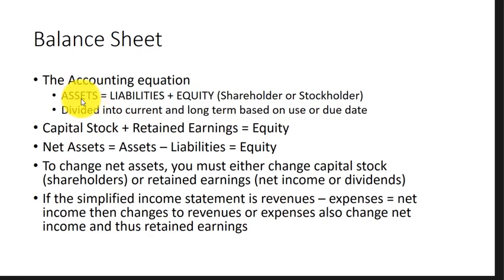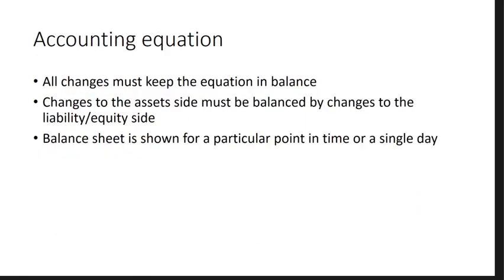If you change an asset, you either have to change another asset. One asset goes up, another asset can go down, and that would keep it in balance. But if one asset changes and goes up or down, then there must be a corresponding change on this side. You can have equity go up and liabilities go down, and that would offset and keep it in balance. The point is, the equal sign must be kept in balance. That's why it's called the balance sheet.